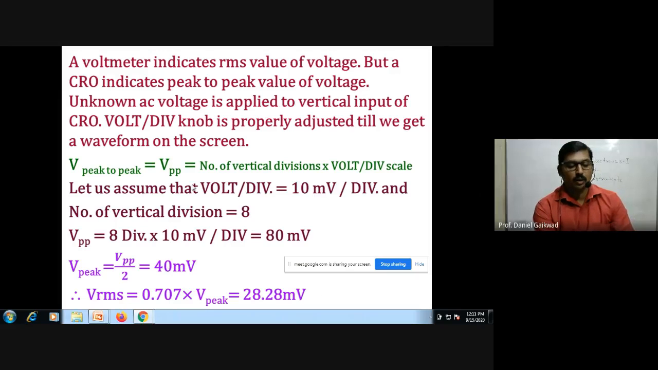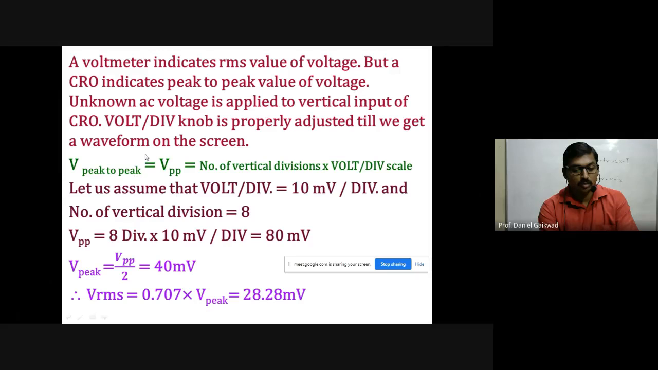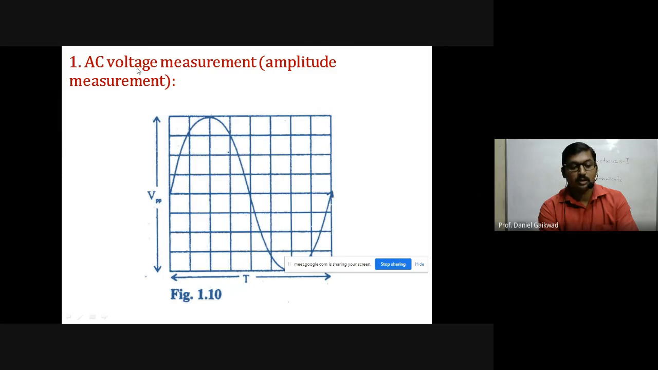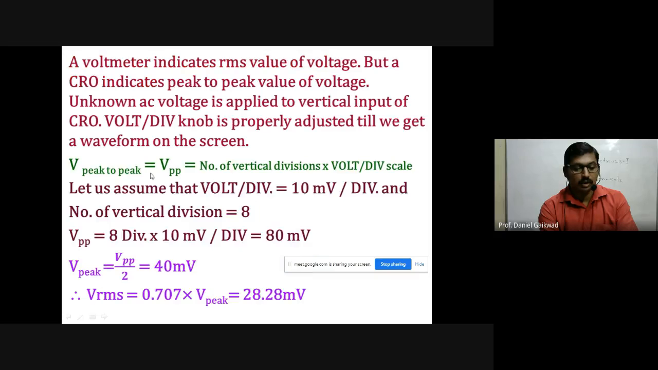So this is a small method or example of how to obtain the RMS value of an AC voltage or AC signal given to the CRO, or for any signal here. So this will be the method. Now in examination, many times this question will be asked: how to measure AC voltage using CRO. For that you have to draw a simple diagram as well as write down this description. So this also we are going to perform in practicals.